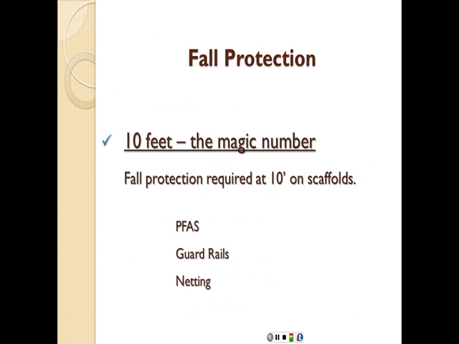In general, for fall protection, our magic number was 6 feet. In case of scaffolds, since we're going to have either PFAS or guardrails, then the number is increased to 10 feet, because usually scaffolds are going to be needed for more than 6 feet. So fall protection is going to be required at 10 feet on scaffolds, either PFAS, personal fall arrest system, or guardrails, or netting. You might have a safety net.